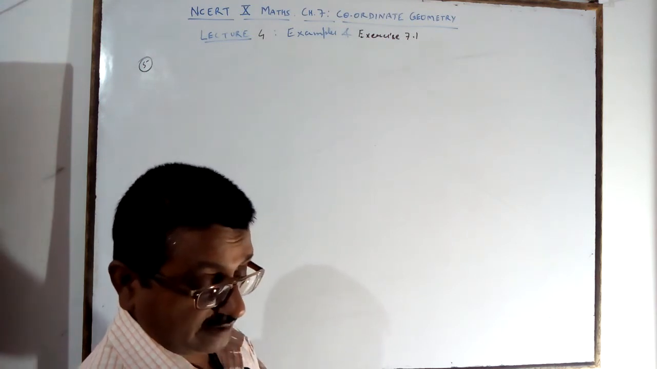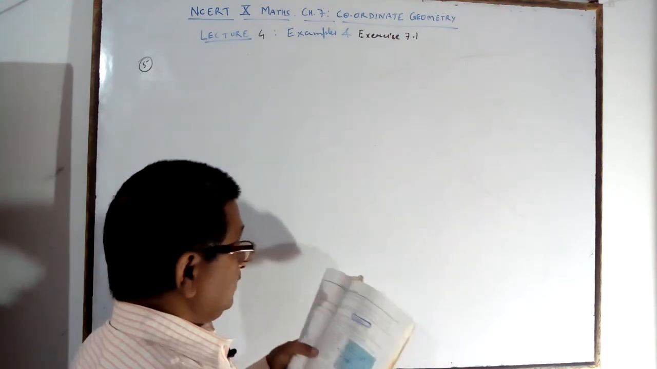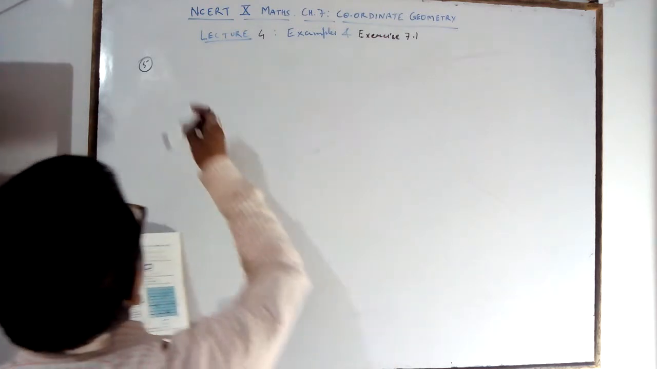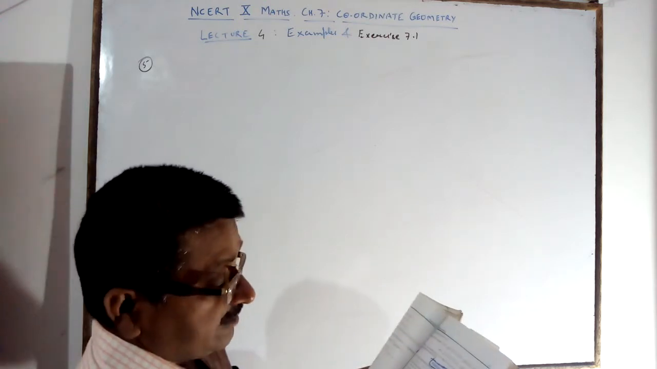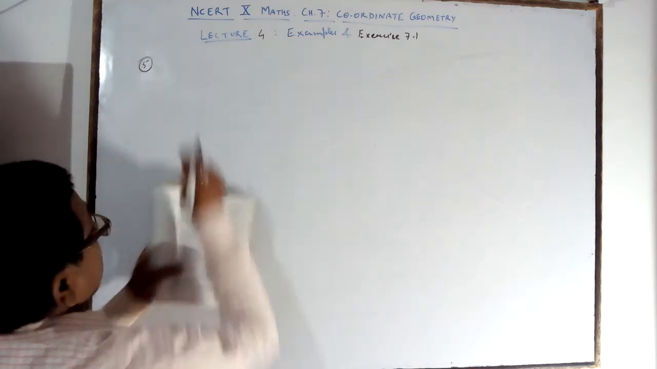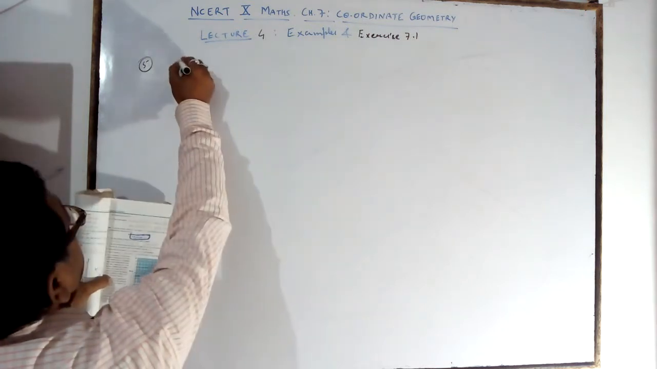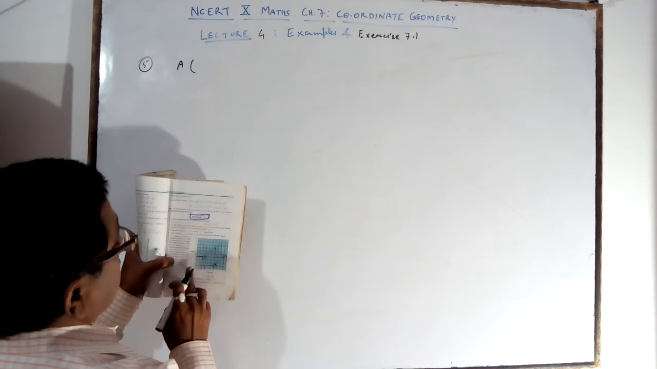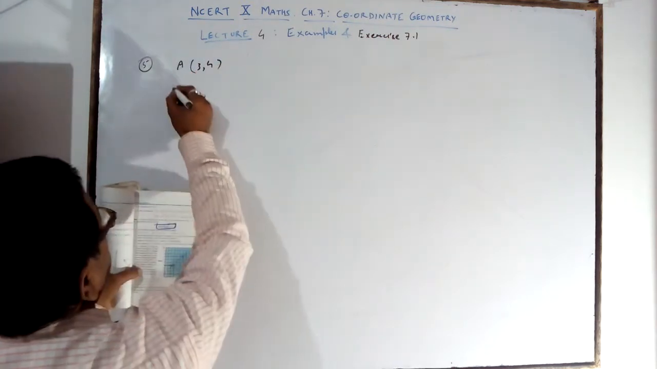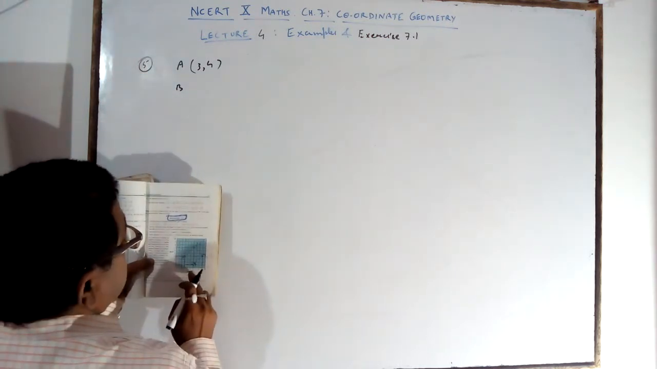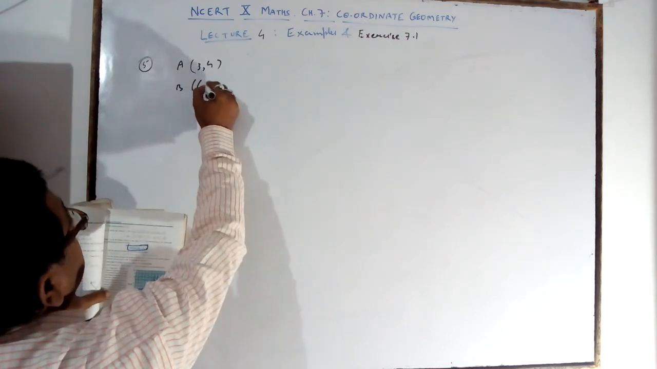In question number 5, what is given? A, B, C and D are the points given. The coordinates are given in the graph figure. What is the coordinate of A? According to this you will write 3, 4. Coordinate of A is 3, 4. Coordinate of B is 6, 7.